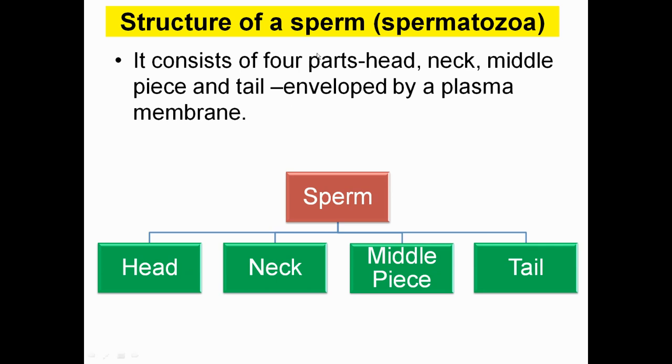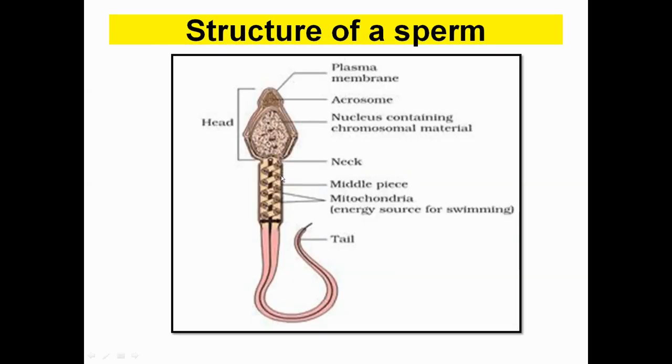Sperm, also called spermatozoa, comprises four important parts, that is head, neck, middle piece and tail. All of the four parts are enveloped by the plasma membrane. So let's see the diagram first. As you can see, this is the head region, and this is the neck region, and later on the middle piece, and finally the tail region is here. And in the head region you have noticed this globular structure, that is the acrosome, consisting of a lot of hydrolyzing enzymes.